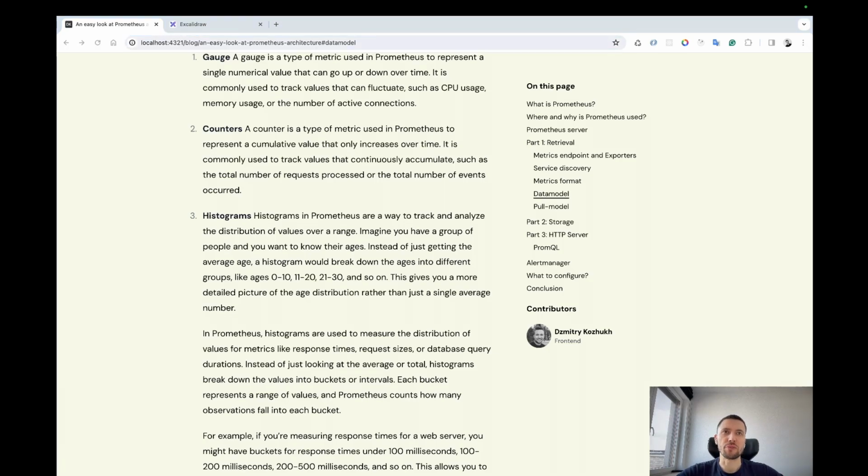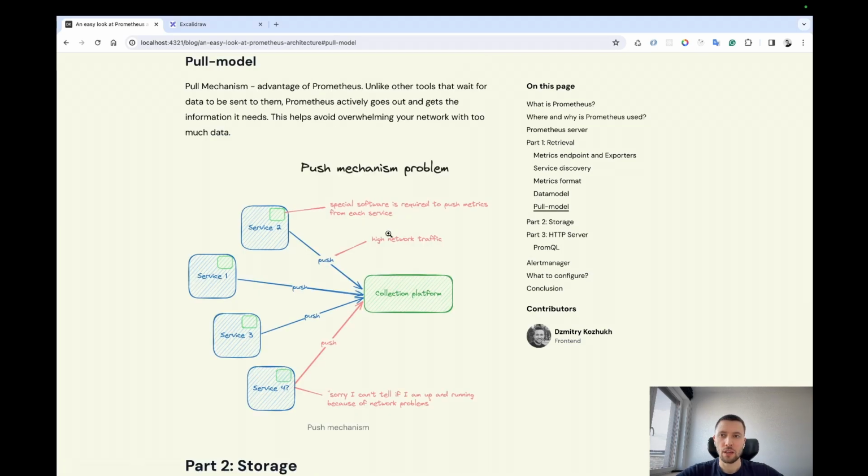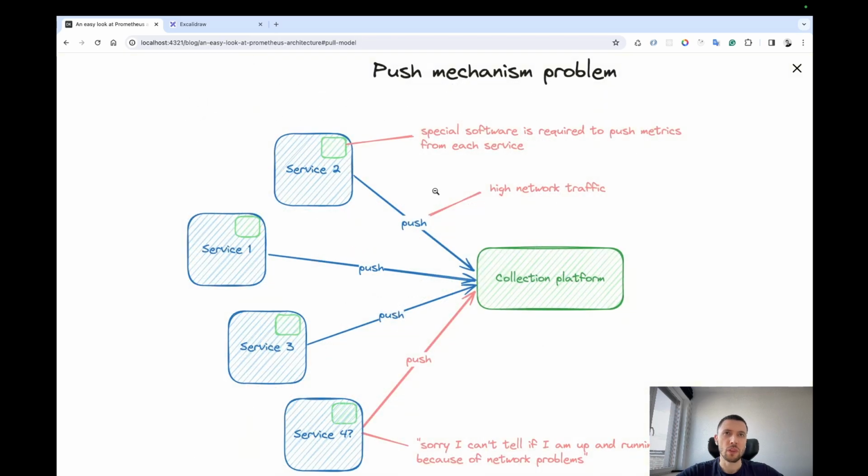The last topic of retrieval, let's talk about its pull model. Pull mechanism is an advantage of Prometheus. Unlike other tools that wait for data to be sent to them, Prometheus actually goes out and gets the information it needs. This helps avoiding overwhelming your network with too much data.